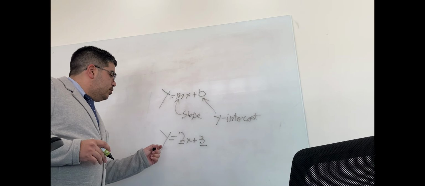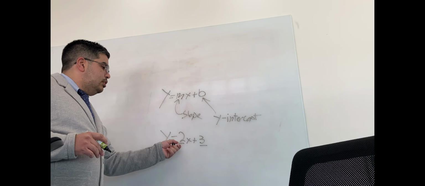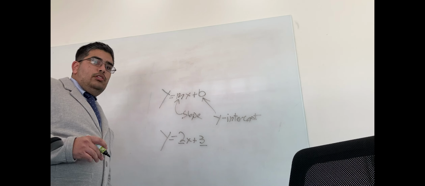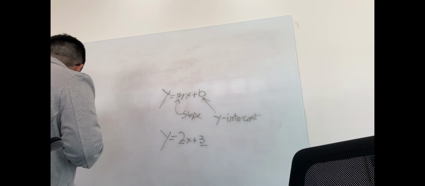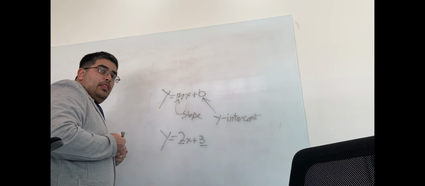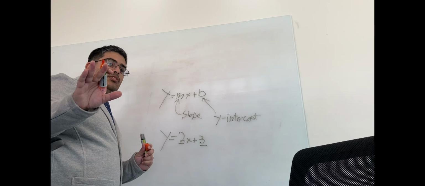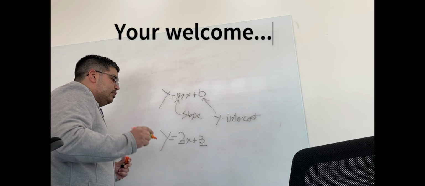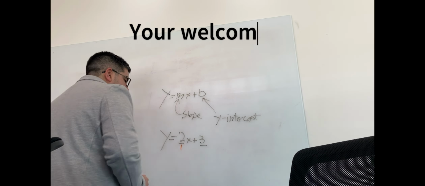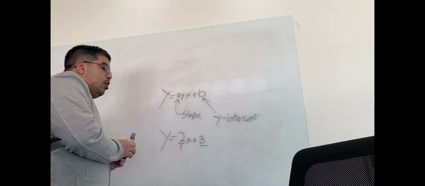So y equals mx plus b. In this case, m is the 2, and b is the y-intercept. The 2 actually has a hidden number here. This is hidden. Usually it's not written. I'm going to write it for you because you're going to need to know this. There's a hidden 1 underneath the 2. That hidden 1 is going to become very important when we're graphing it.